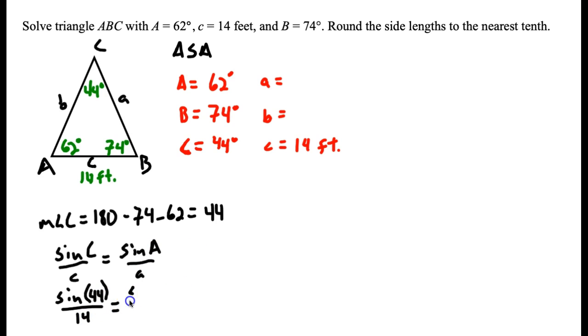equals sine of 62 over A. All right. So now I'm going to solve for A. So to do that, I'm going to multiply this A over here.